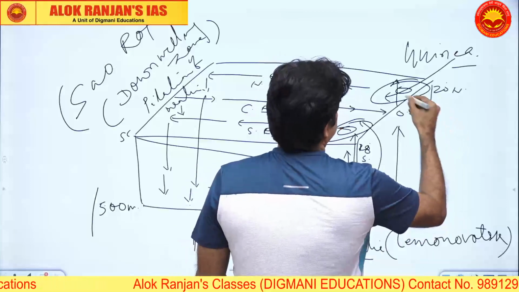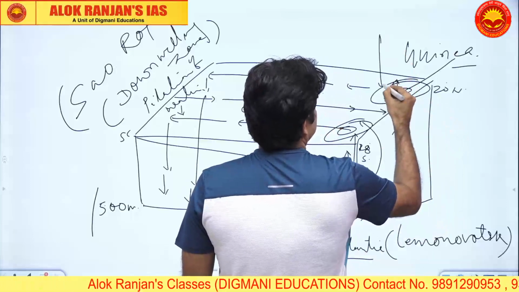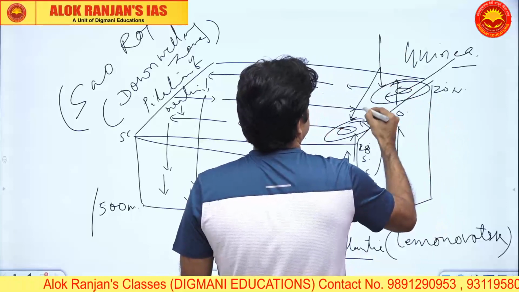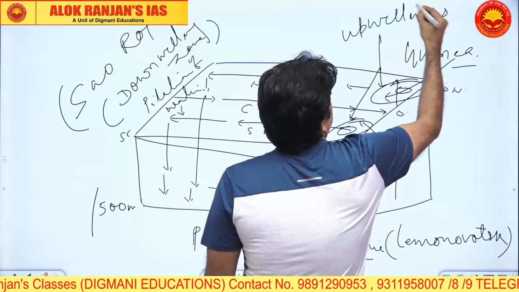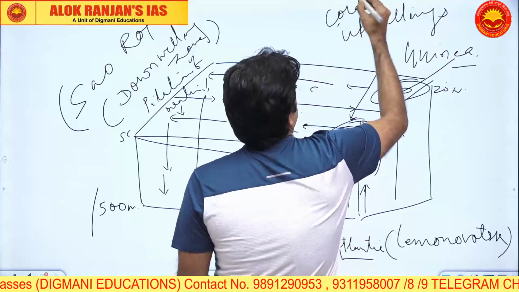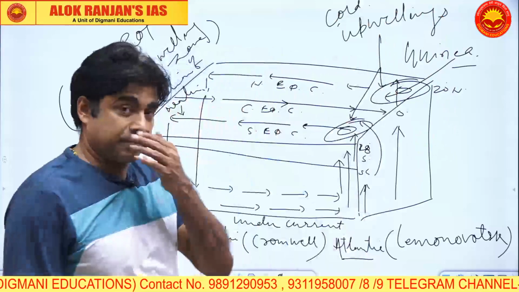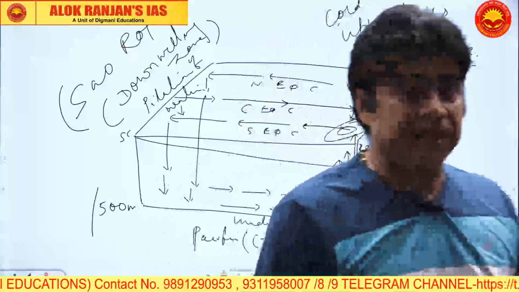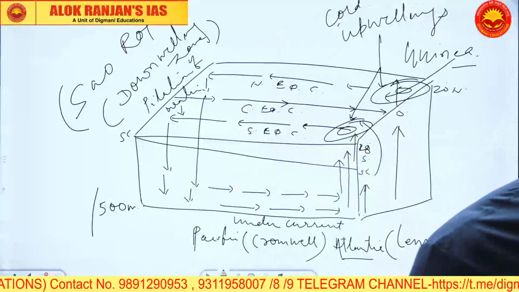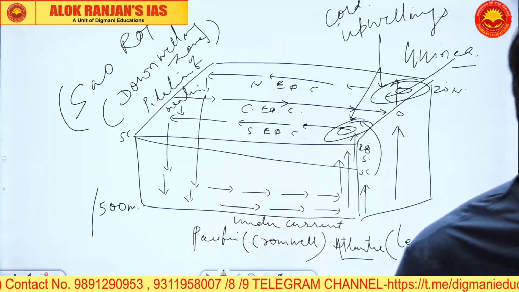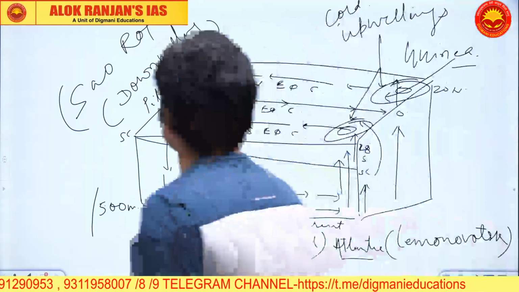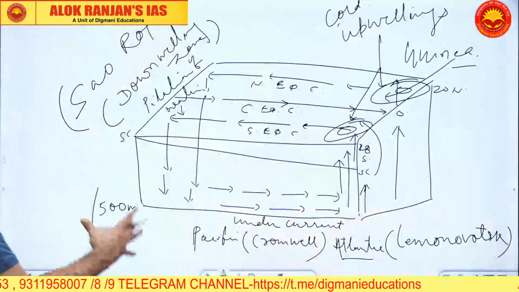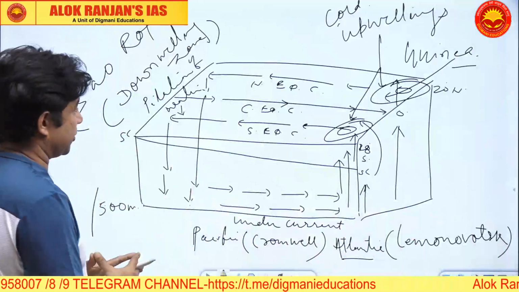We have the upwelling zone. So these two are examples of upwellings, cold upwelling zones. Draw this diagram and let me know whether you understood or not. Just let me know that this diagram is clear to you or not.